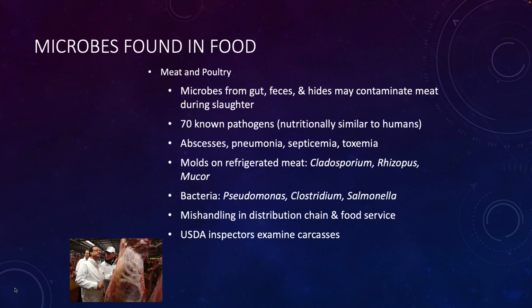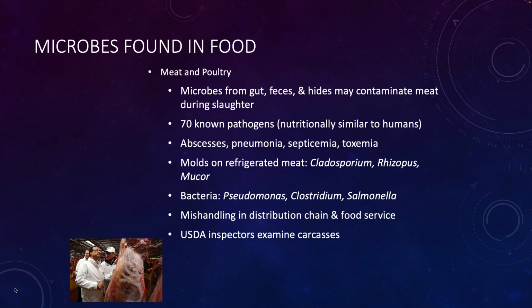Refrigerated meat can get moldy, so you have different species of mold. Of course, meat and poultry can be contaminated with bacteria. Some common ones include Pseudomonas, Clostridium, Salmonella, E. coli, right? All of those things that we've heard of before. And really what can happen here is improper food handling, both at the butchering facility, through the distribution, and at the final food service location. All of those places are places where meat and poultry can get contaminated and therefore make you, the final customer, sick.